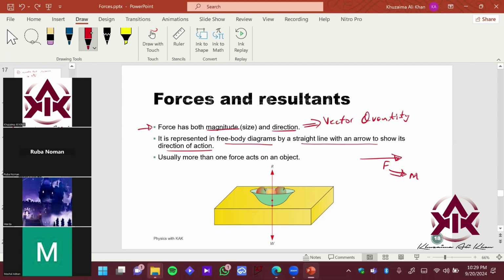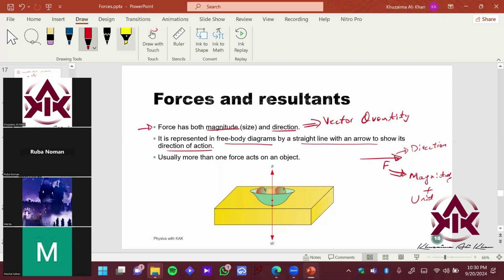Let me just fix my spelling. It has a magnitude plus a unit in this value, and this is the direction. That is why it is shown by a vector, and it is a vector quantity.